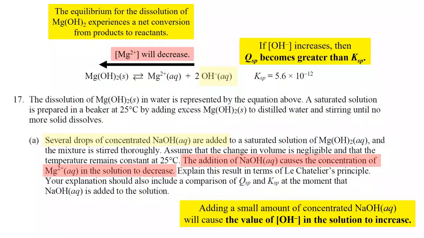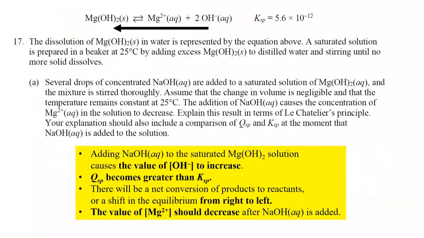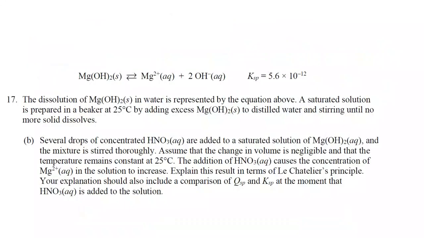So to summarize what I said, the answer to number 17, part A, is the following. Adding aqueous sodium hydroxide to the saturated magnesium hydroxide solution causes the concentration of the hydroxide ion to increase. As a result, QSP becomes greater than KSP, and there will be a net conversion of products to reactants, or a shift in the equilibrium from right to left. And the concentration of the magnesium ion will decrease after aqueous sodium hydroxide is added. Now let's take a look at part B of this question.